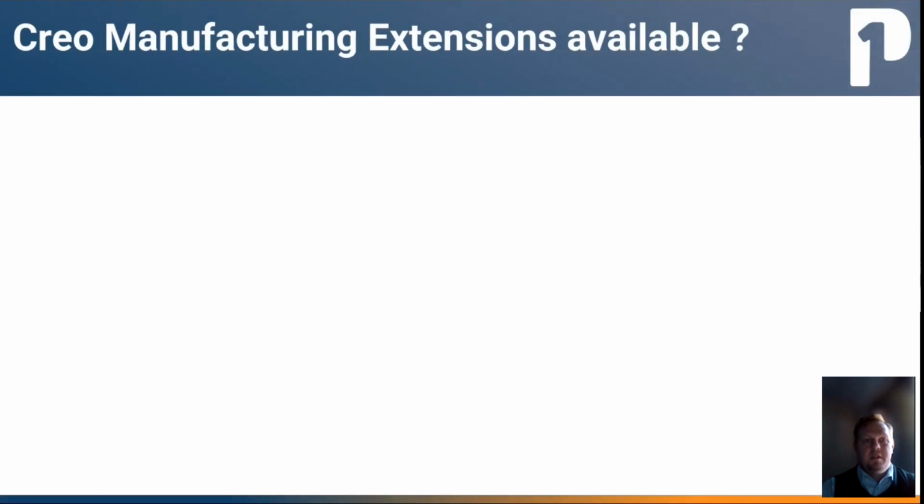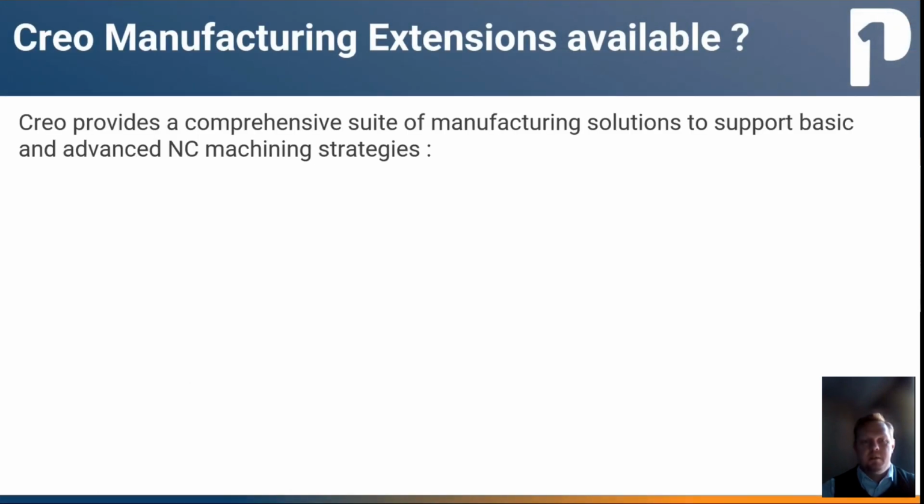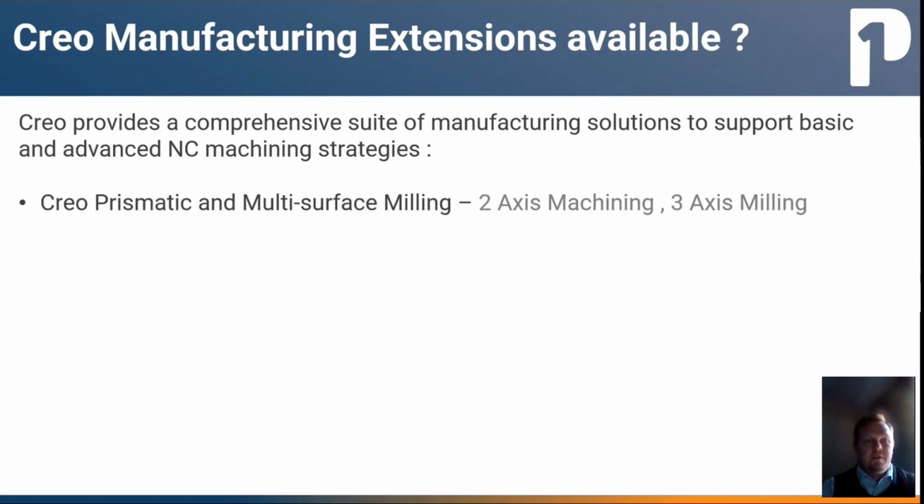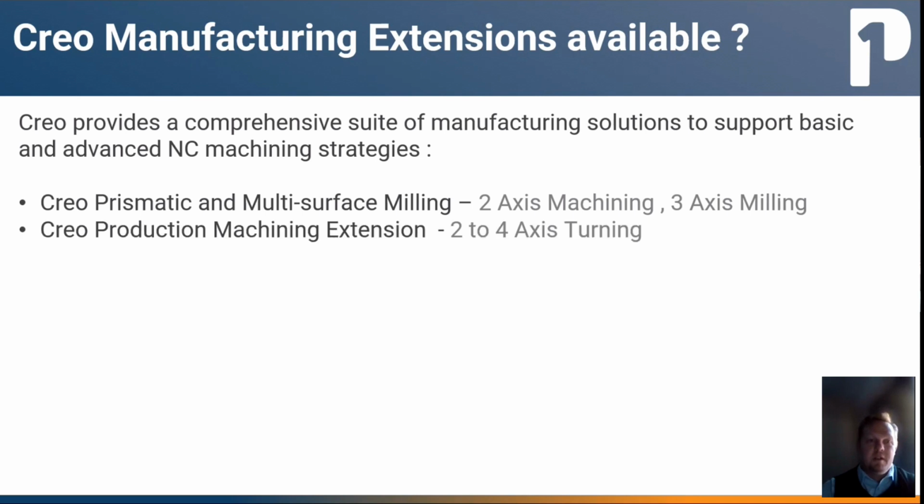Next, we're going to look at the extensions offered by Creo to tackle this. Creo provides a comprehensive suite of manufacturing solutions, so whatever your requirements are, we can cater for that. First of all, we've got the Creo Prismatic and Milling Surface extension. This offers you 2-axis machining as well as 3-axis milling, and this extension is standard if you've got access to a Creo Design Advanced license.